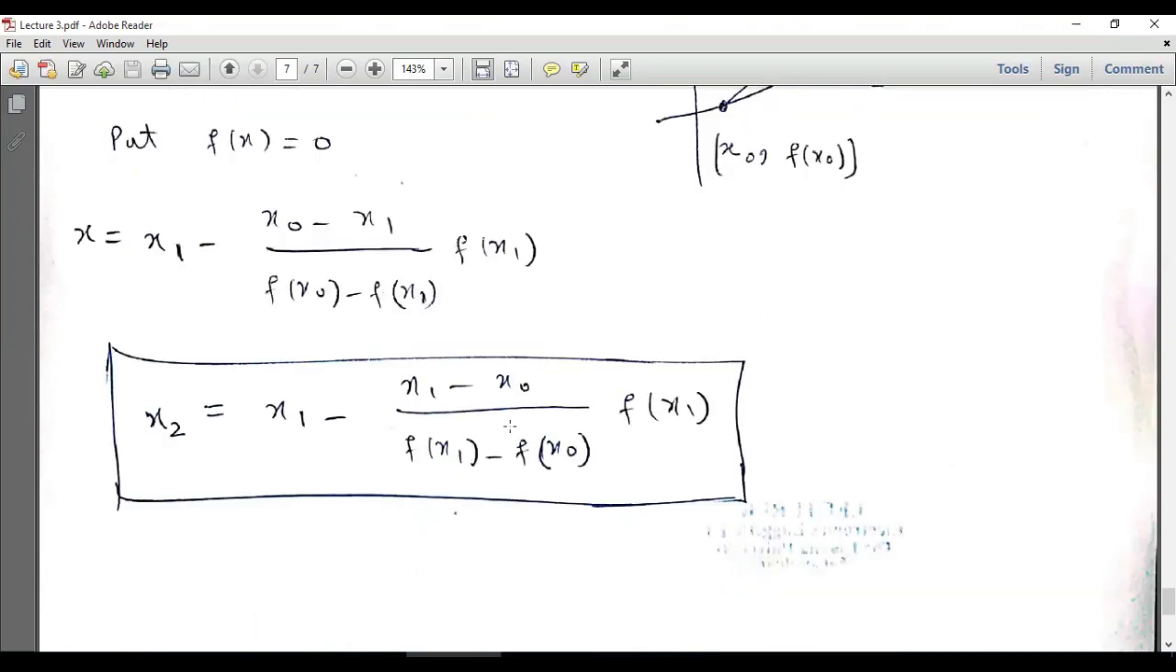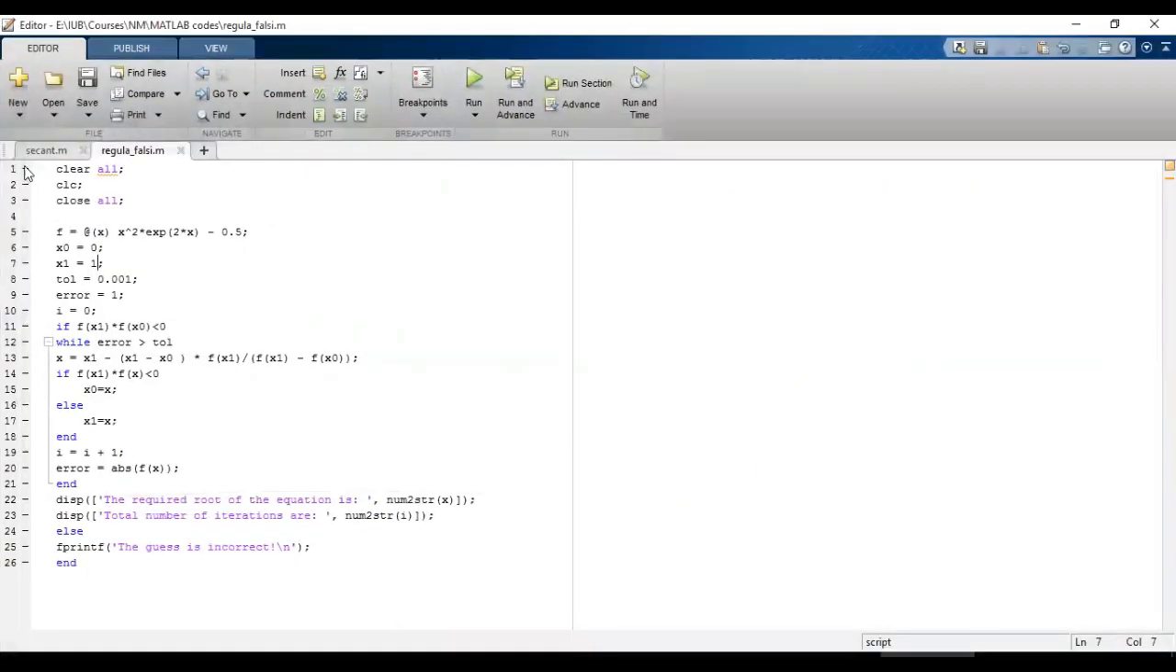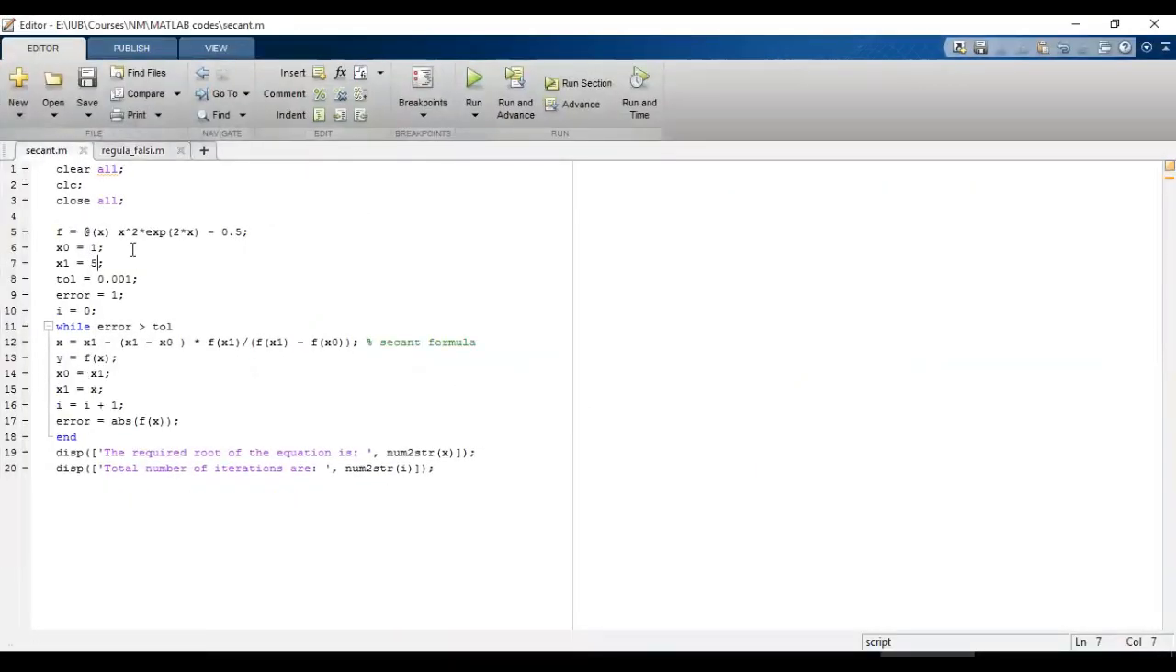So this is the equation of the secant which we will use in our algorithm, and now I will show you the algorithm of the secant method. So this is the secant method in which I am solving this nonlinear equation, x square exponent 2x is equal to 0.5, and f of x will be equal to x square exponent 2x minus 0.5. These are our initial guesses, 1 and 5, and the tolerance is considered as 0.001, and error is initialized as 1, and the iteration count is also initialized as 0.